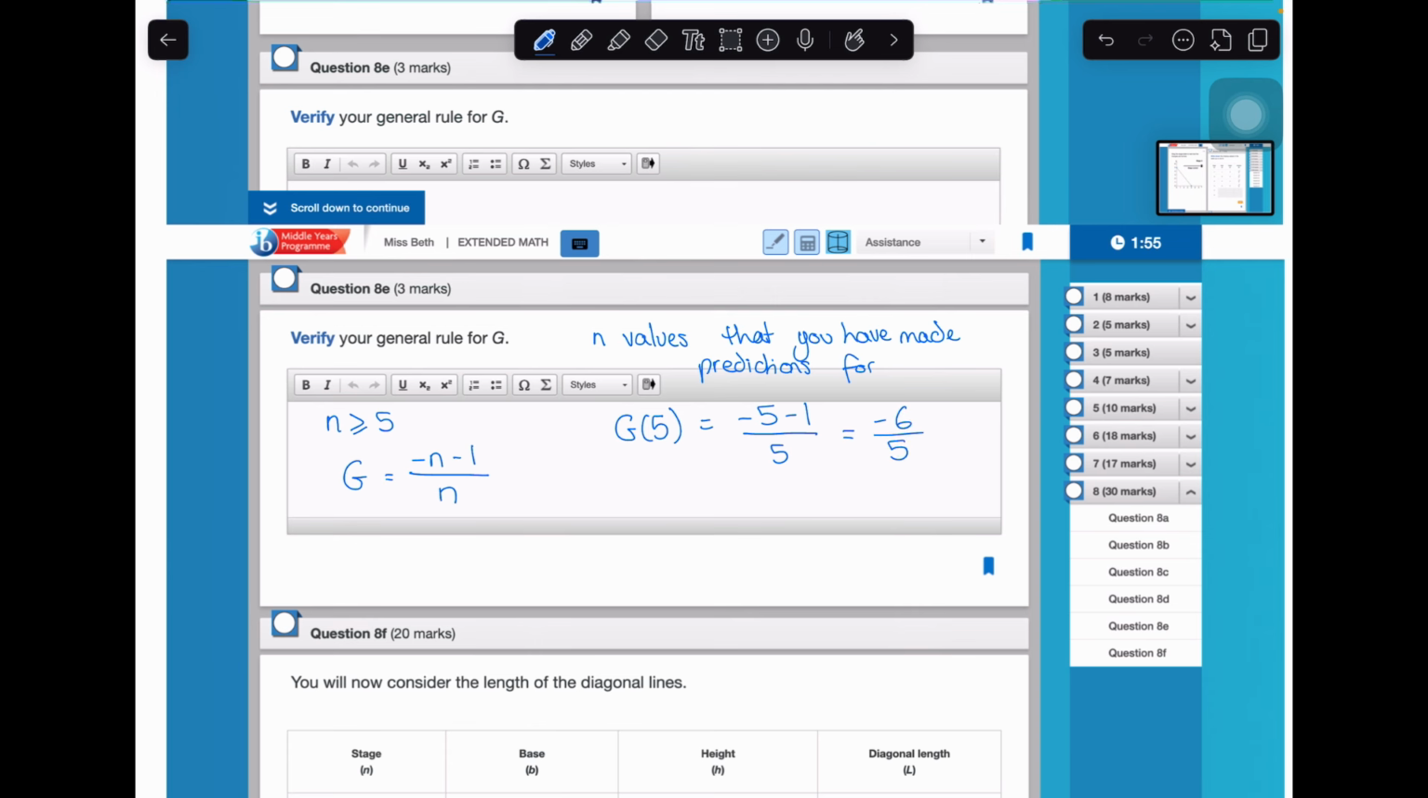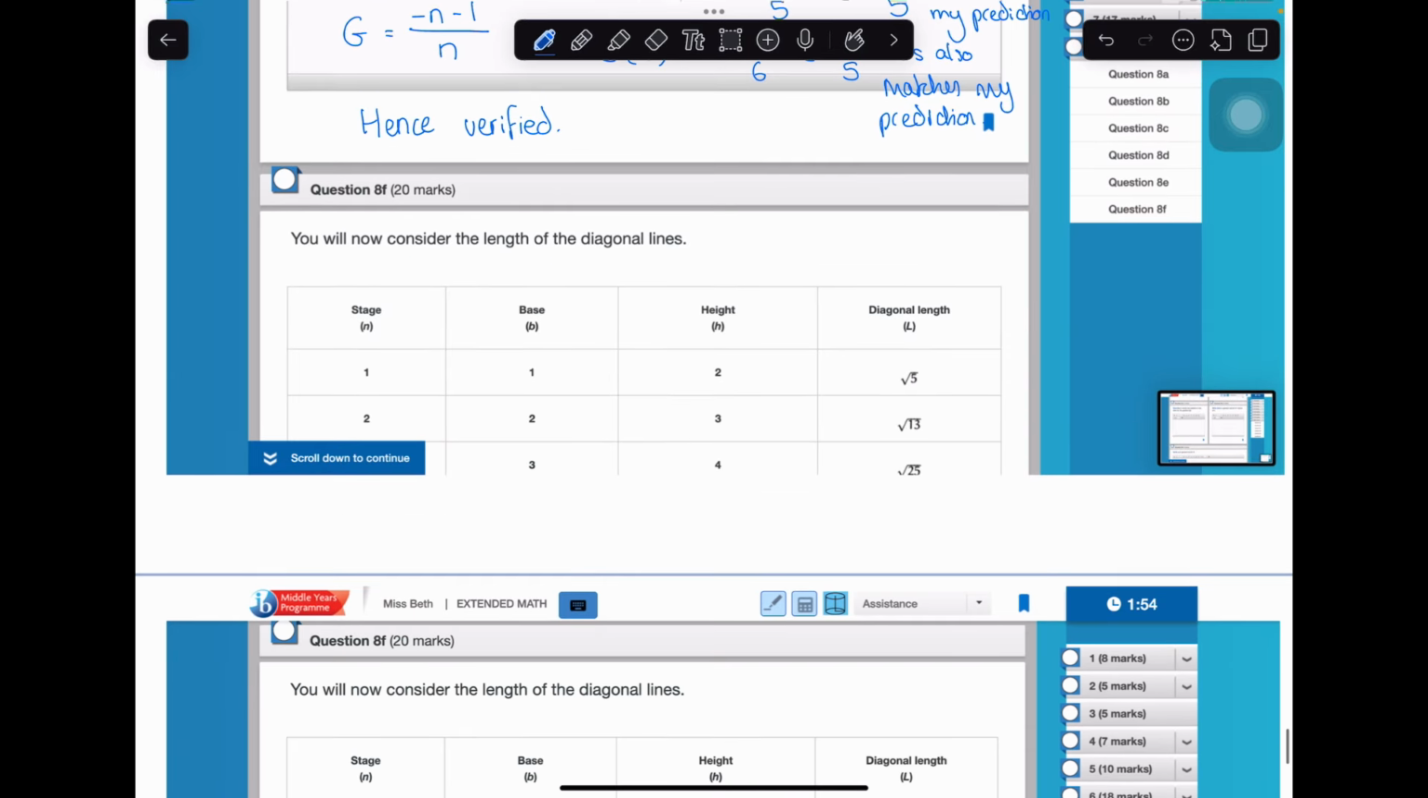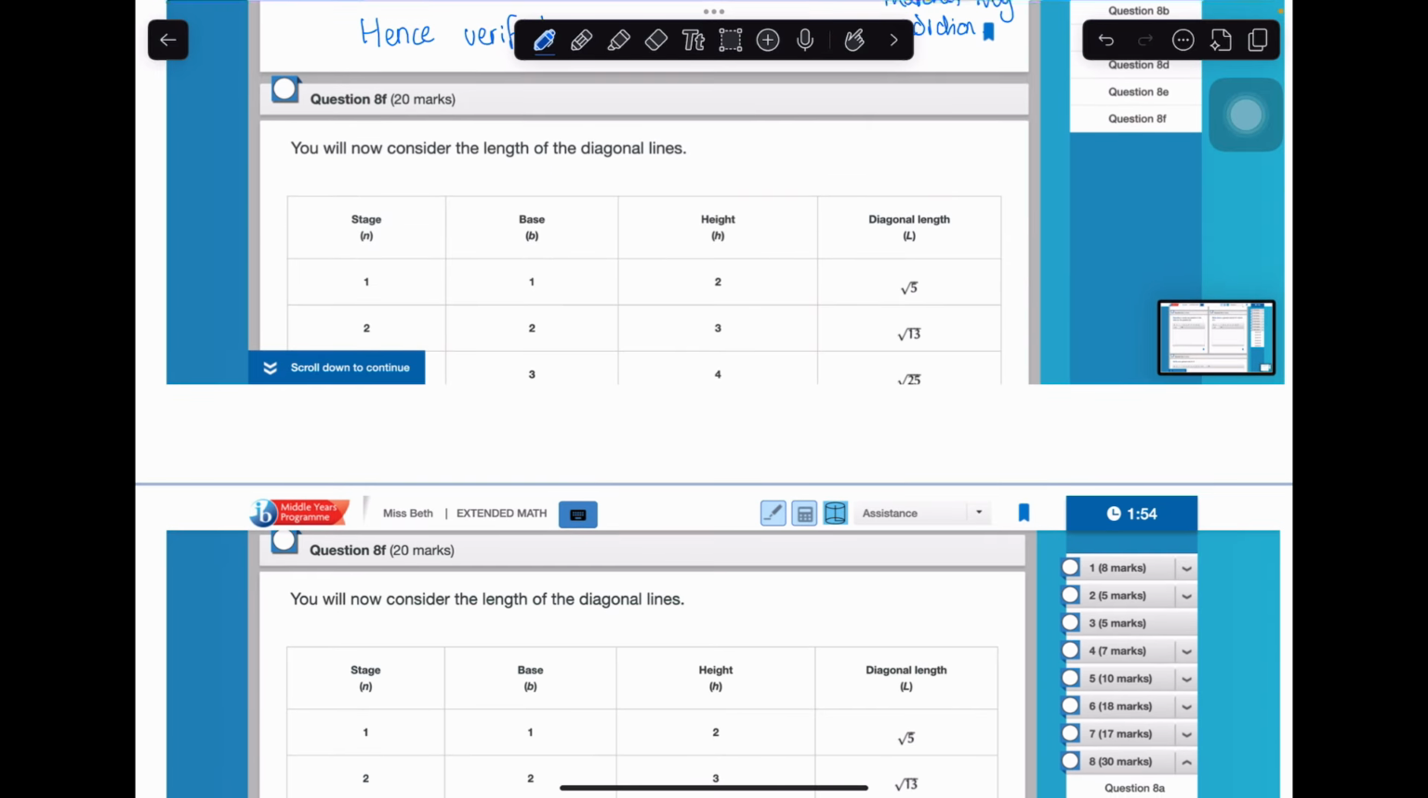And now you just need to say this matches my prediction. And then you could repeat the process for 6 as well. So (-6 minus 1) over 6, which is -7 over 6. This also matches my prediction. Then you can put something like hence verified. Okay, so then on to 8F, the final question.